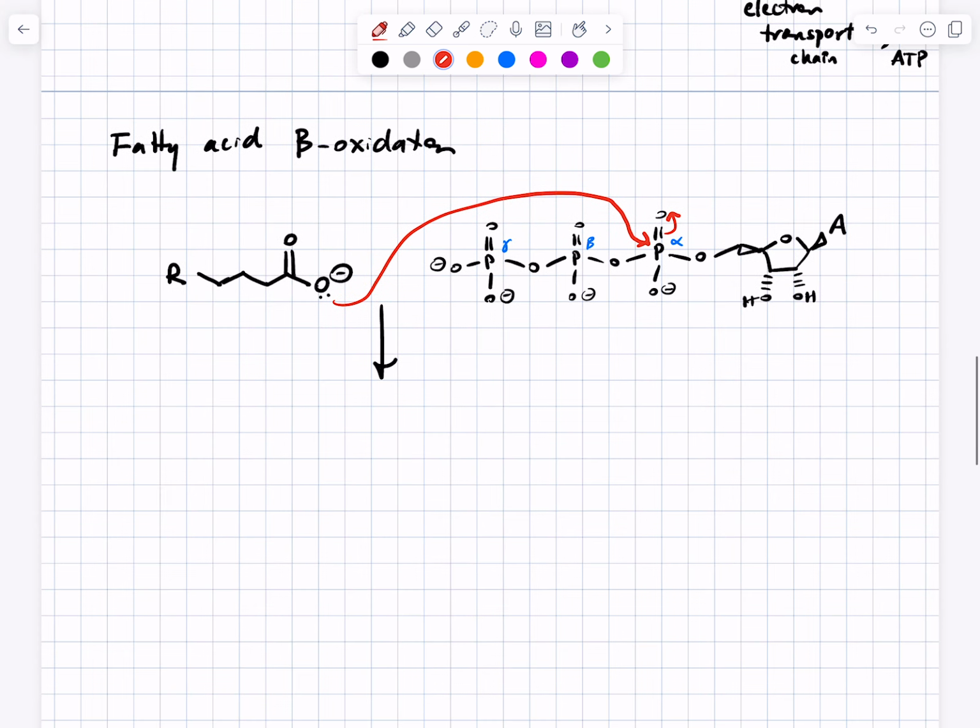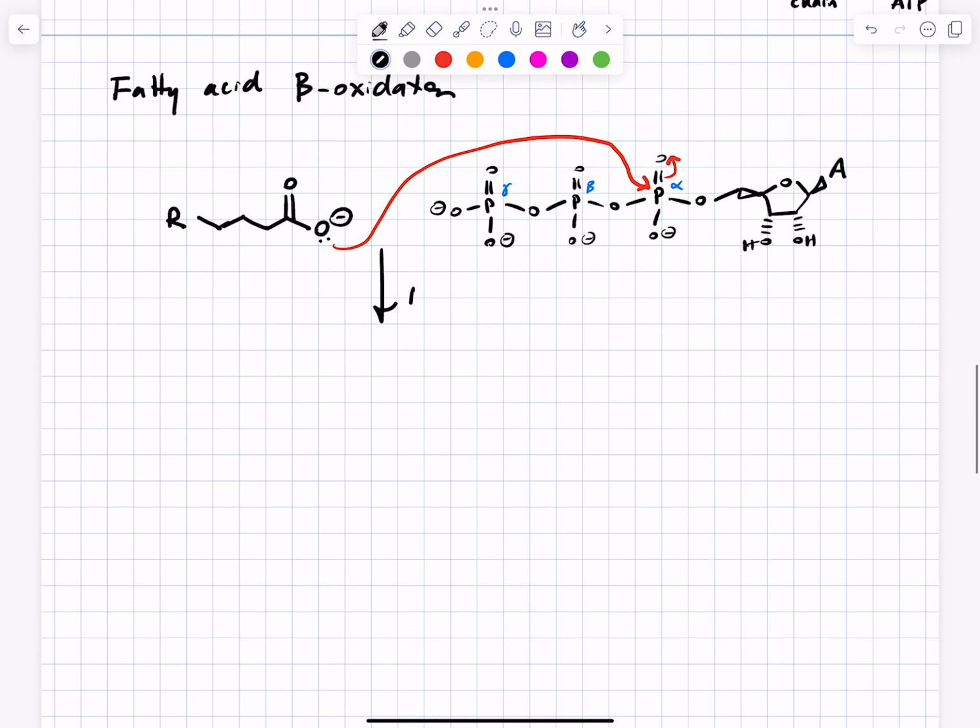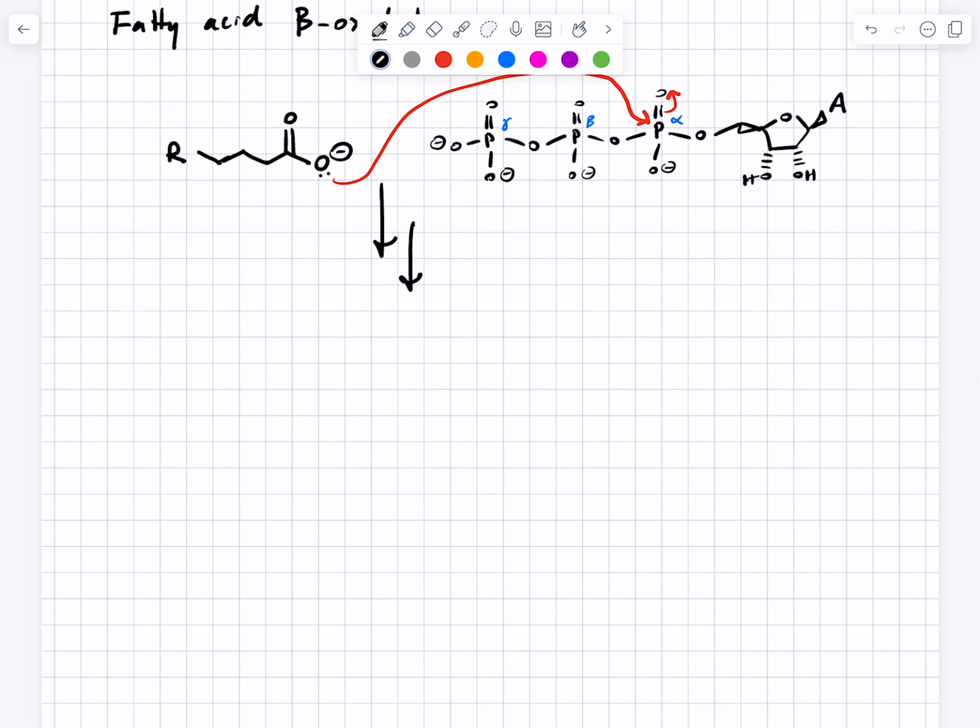That mechanism is going to involve an intermediate very similar to the one we saw previously in a kinase reaction, so I'm not going to repeat that mechanism here. Presumably you can draw the pentavalent intermediate where the phosphorus is attached to 5 different things. Then electrons kick down and the leaving group leaves.